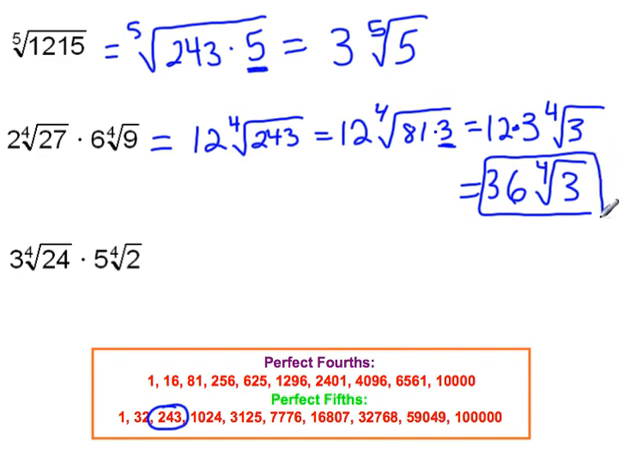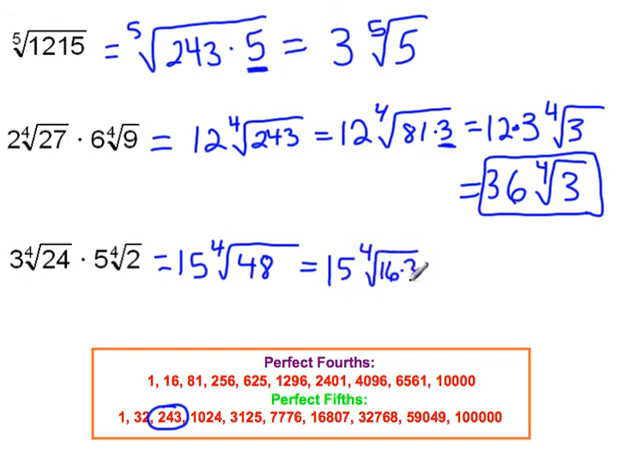There's my answer. Again, take the 2 numbers outside, multiply those together, 15. Put the radicals together since they're the same index. 24 times 2 is 48. Look at your perfect fourths. 16 goes into 48. So I'm going to rewrite this as 15 times the fourth root of 16 times 3. 48 is 16 times 3.